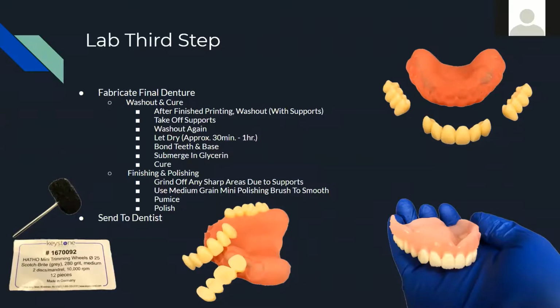Then we'd let that air dry for 30 minutes to about an hour. Then we'd go ahead and bond the teeth. We'd submerge the whole denture in glycerin, and then we'd cure it for the appropriate amount per side. Then for finishing and polishing, we would use a carbide burr to grind off any sharp areas due to supports. We would use a medium grain polishing Scotch-Brite wheel, and this would help smooth any printing layers or any more rough edges that would be visible on the denture. Then we just go ahead and pumice and polish as if it were a regular acrylic traditional denture. Then we'd send that up to the dentist to deliver.